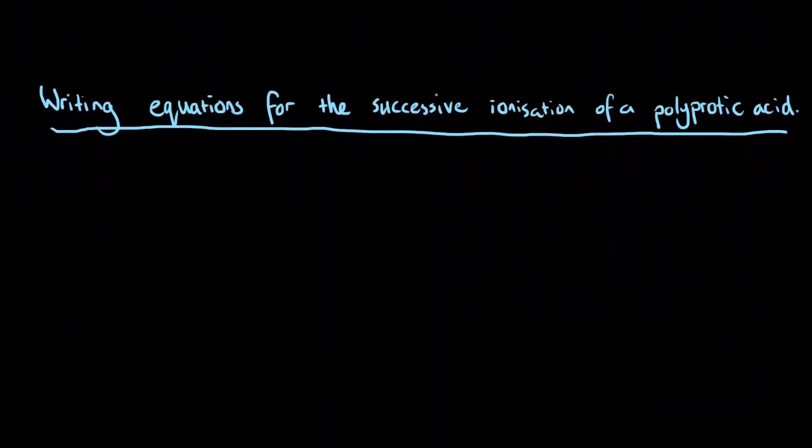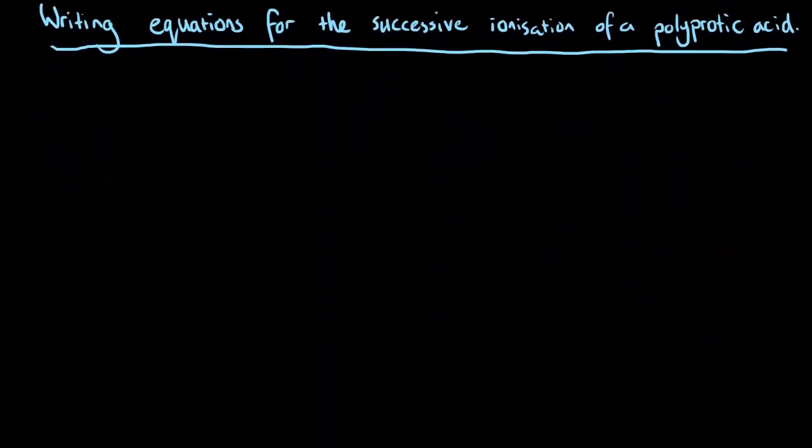Alright, the last thing that you need to be able to do is to write equations for the successive ionization of a polyprotic acid. The term successive in this sentence means that you're showing multiple steps that happen one after the other. Now there are two different ways which you can write your equations, and sometimes it depends on what the question is asking for.